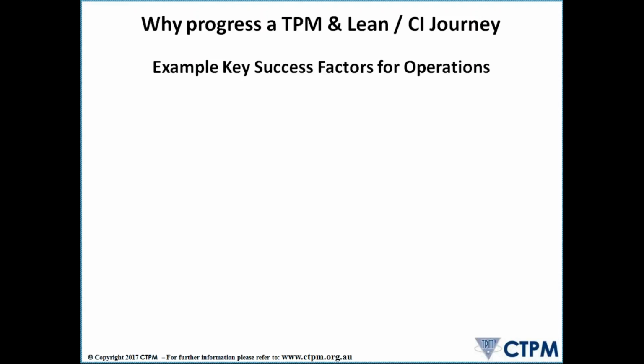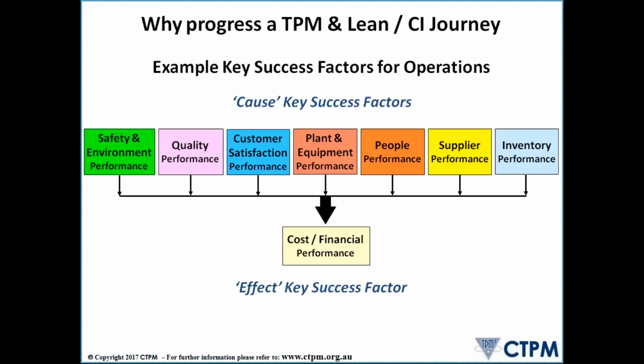And if we take that from a TPM and lean CI journey, and I'm thinking here more of the factory environment and manufacturing plants, it's the key success factors for operations that we're trying to improve. And for those who haven't seen our model, basically the idea is that you have a number of cause factors that lead you to your effect factor, and the effect factor is basically financials, or what a lot of people refer to as return on investment for the site.